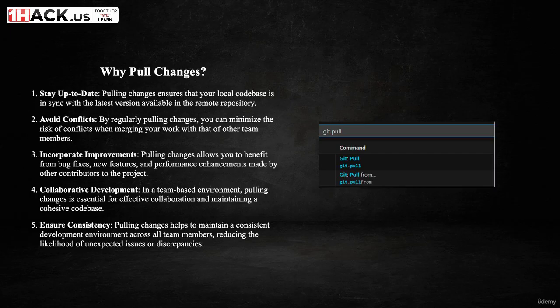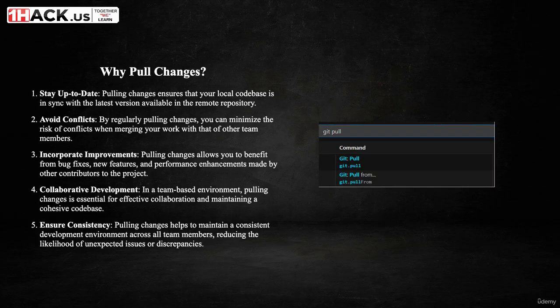In a collaborative development environment, pulling changes is essential for effective teamwork and maintaining a cohesive codebase. By keeping your local environment in sync, you can ensure that everyone is working with the same version of the code, reducing the likelihood of unexpected issues or discrepancies. Finally, pulling changes helps to maintain a consistent development environment across all team members.